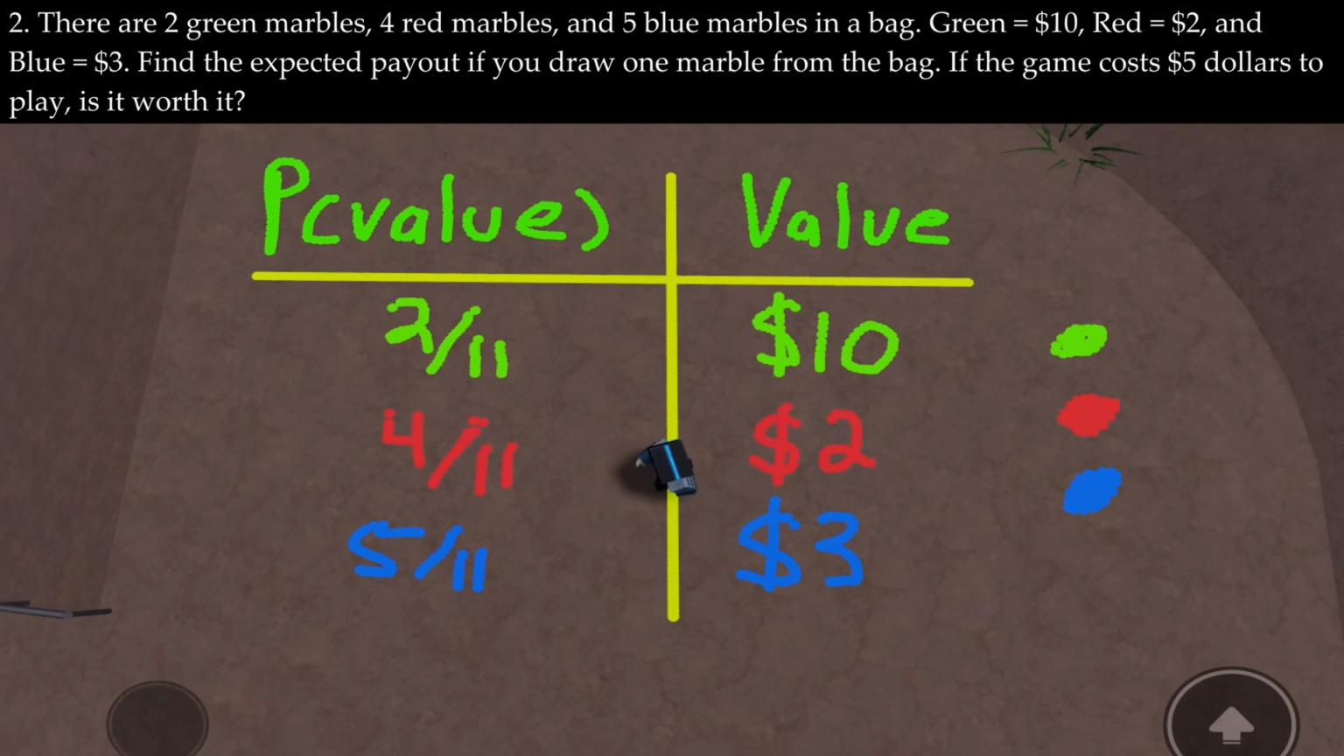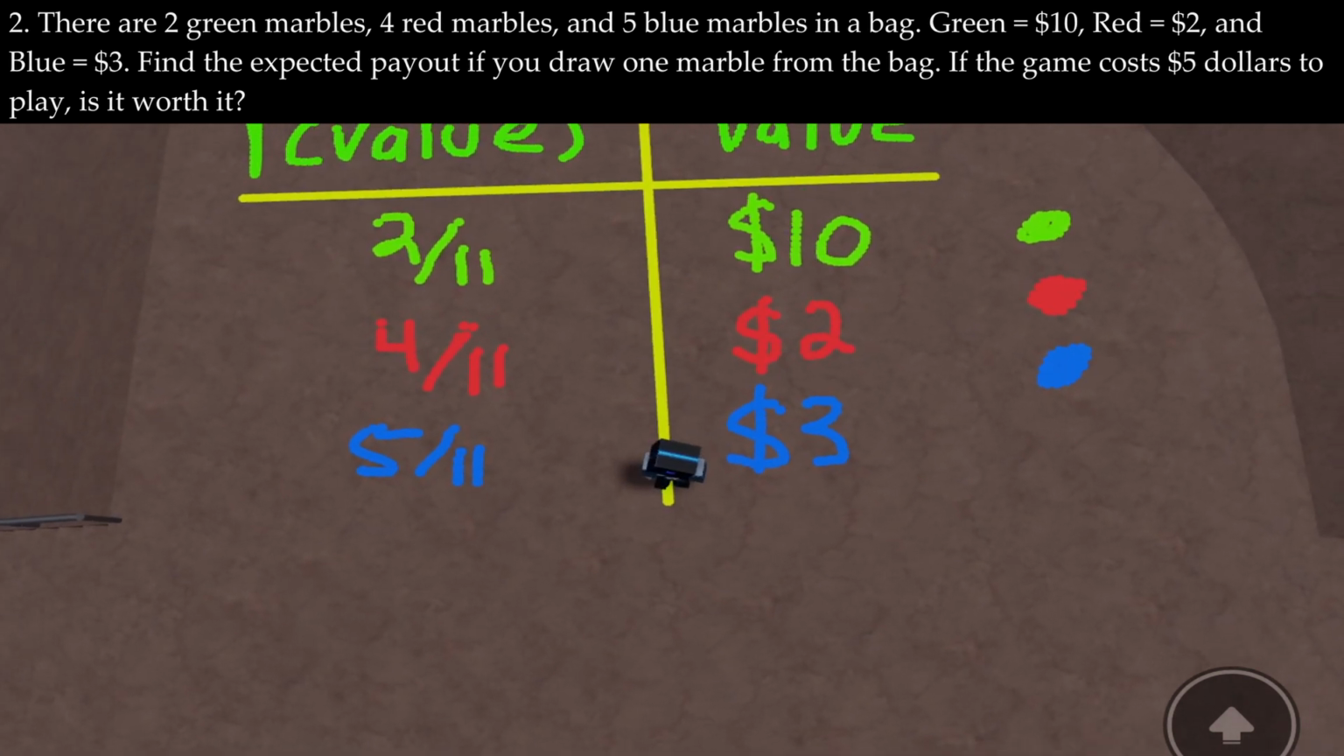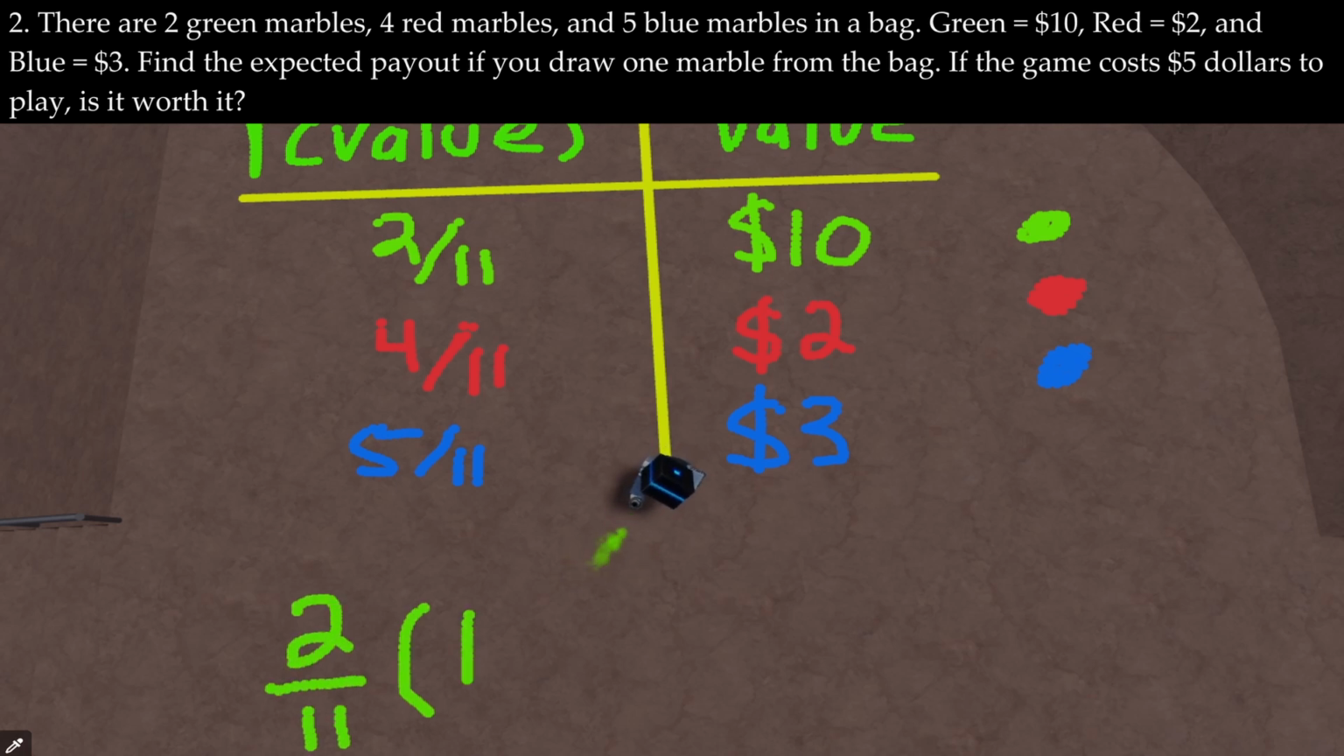Now, what we can do is just use the formula, which is to multiply the value by the probability of getting that value and then add everything up. Let's do that. So first, I'm going to do the green part. That's 2/11 times $10. Next up, we have to do 4/11 times $2 for the red marble expected value. Finally, we have 5/11 times $3.